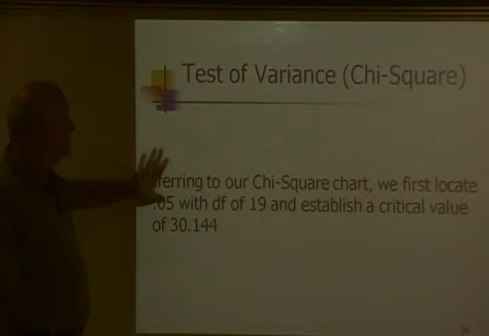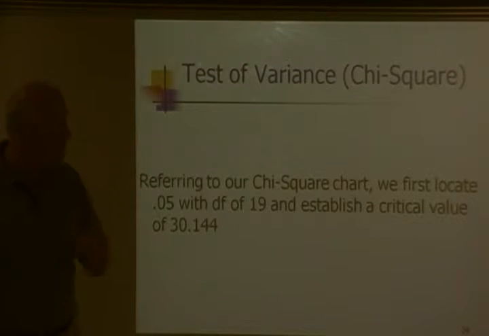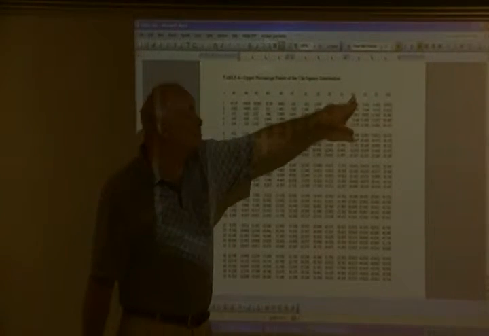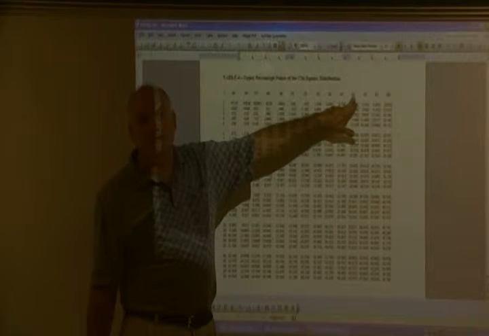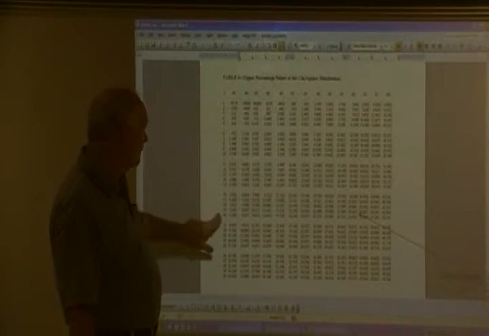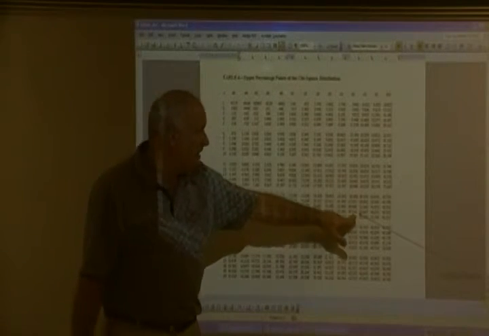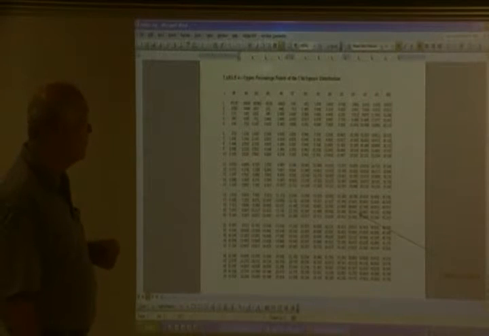So, referring to the chi-square chart, we must first locate 0.05 with degrees of freedom 19 and establish a critical value of 30.144. So if we look on our chart now, we do have the 0.05. So we don't have to guess, and we don't have to interpolate. So we look at the degrees of freedom at 19, and we find out that indeed the critical value is going to be 30.144.